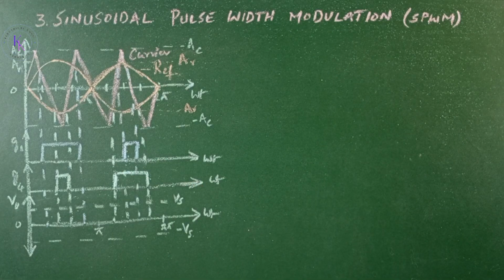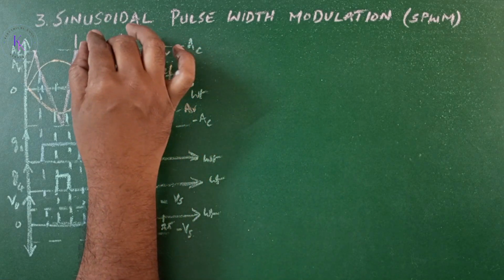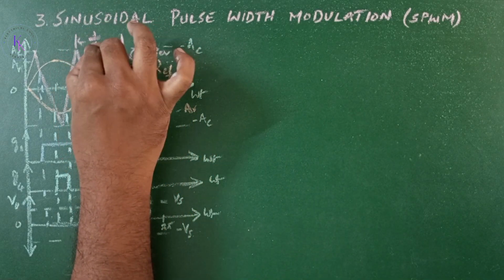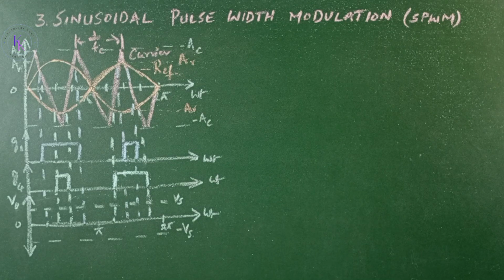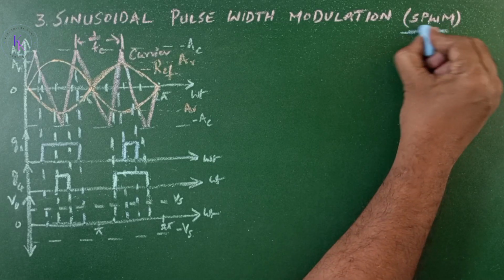The gating signals are generated by comparing the sinusoidal reference signal with a triangular carrier wave of frequency Fc. So from here to here, it is the carrier wave time period. In terms of frequency, this is 1 by Fc. This type of modulation is commonly used in industrial applications and is abbreviated as SPWM.